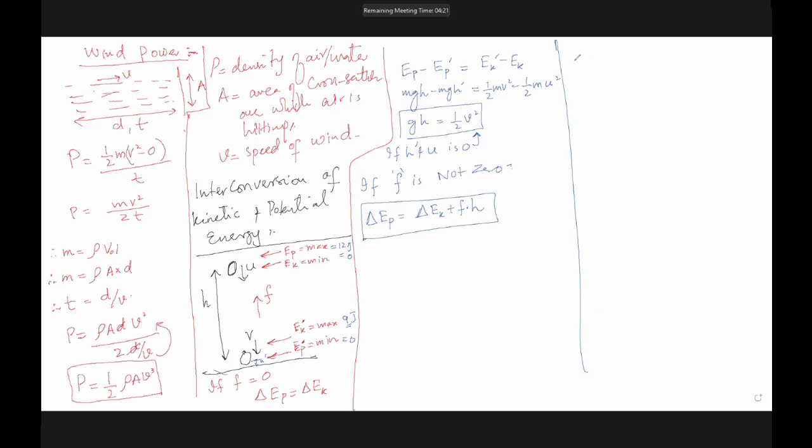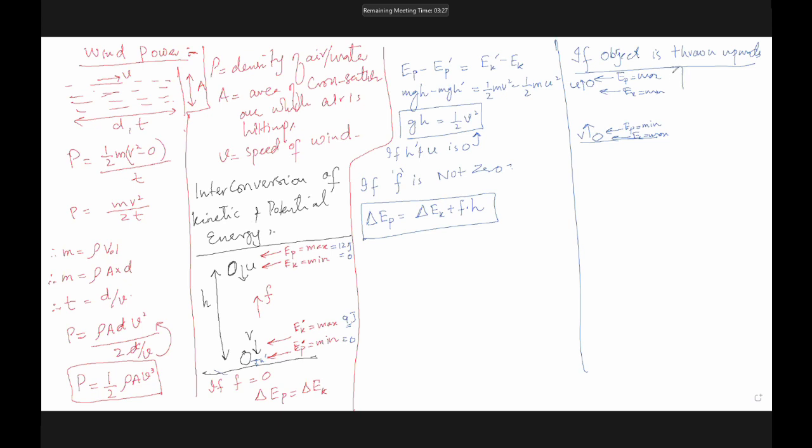If object is thrown upwards, तो क्या होगा? यानी यहाँ पर उसकी initially speed v होती है, top पे speed u या 0 हो जाएगी. सो situation तो वही है कि यहाँ पे initially EP minimum है, और यहाँ पे EP maximum है, यहाँ पर EK minimum है.